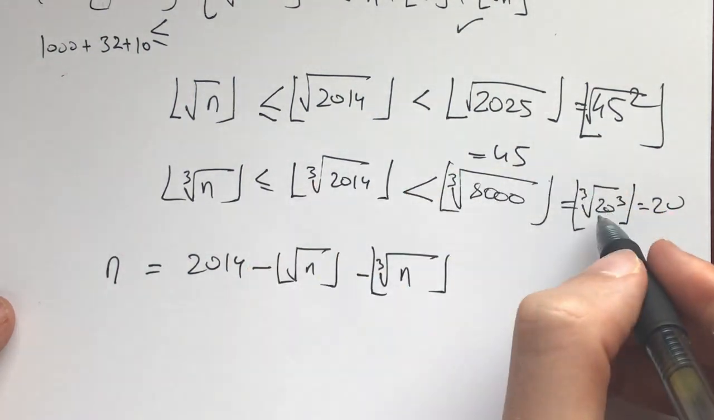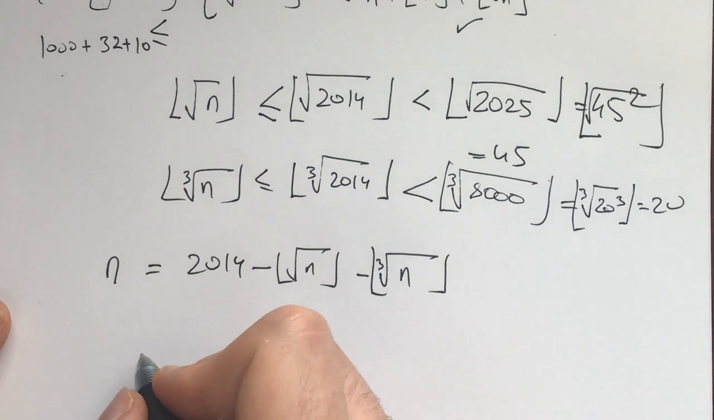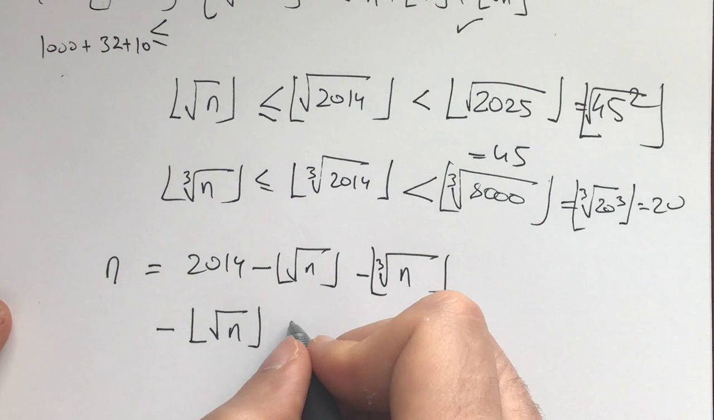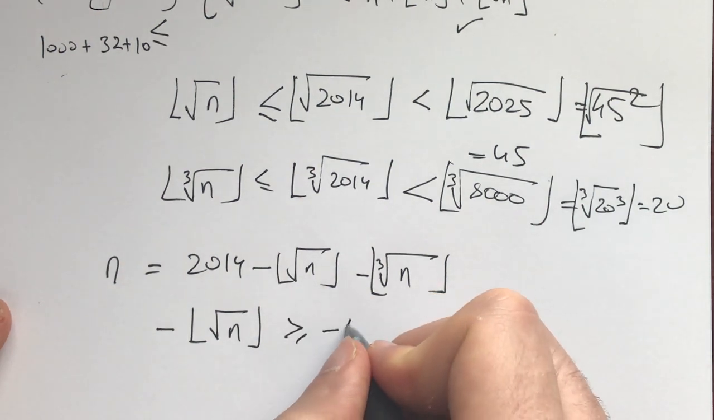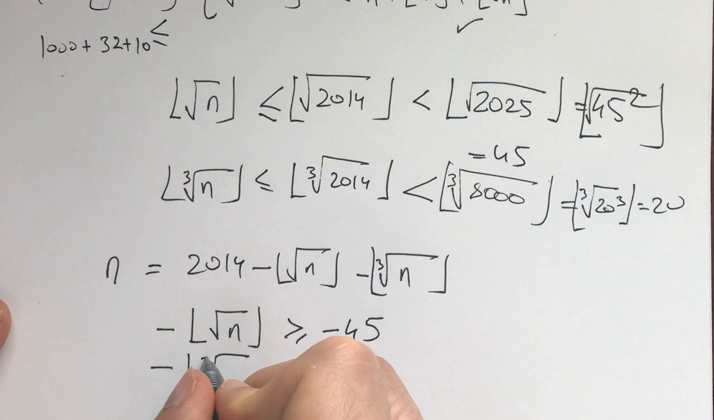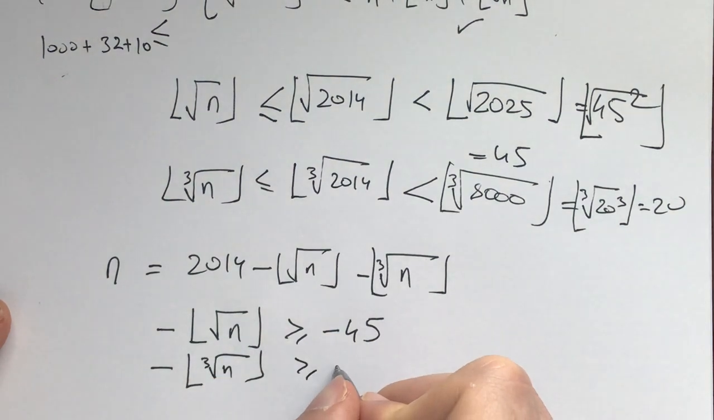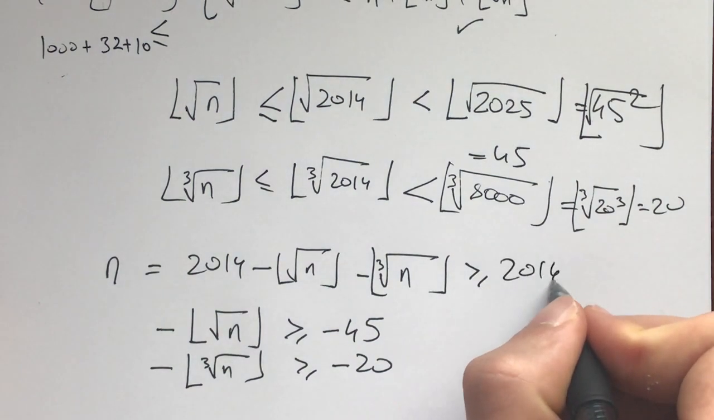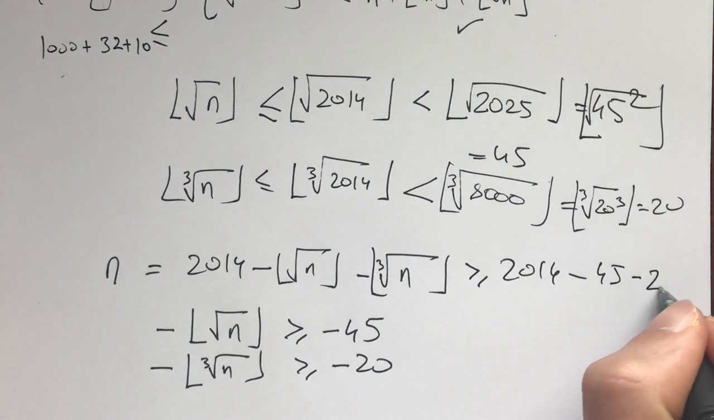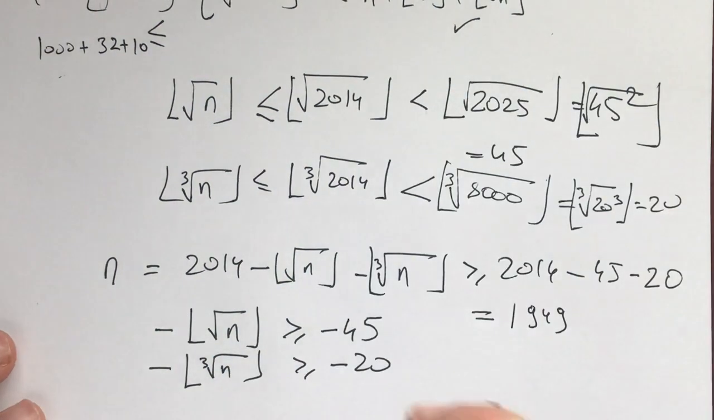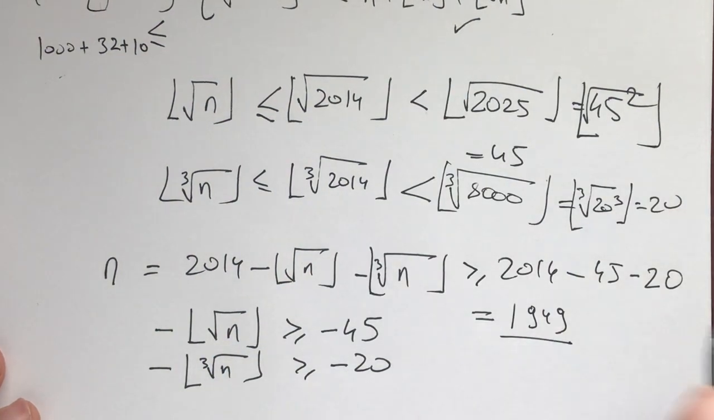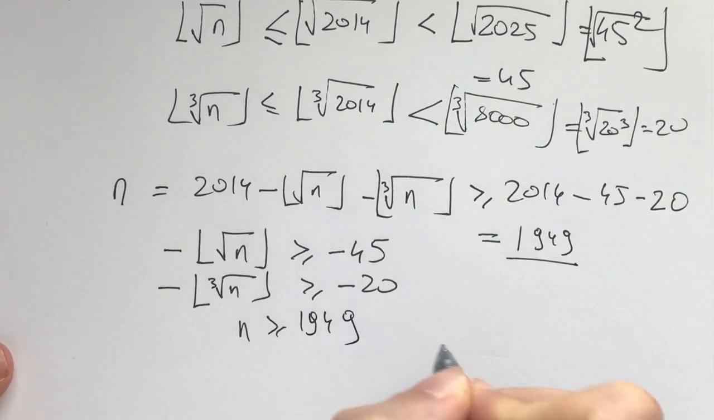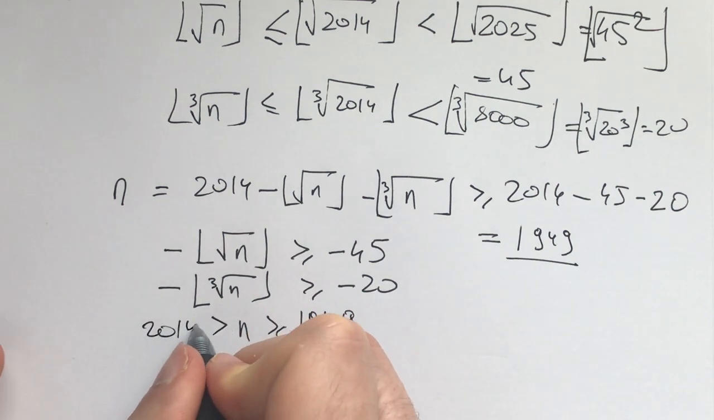is going to be what? Well, when we move these to the other sides, we know that the negative of the floor of the square root of n is going to be greater than or equal to negative 45, and the negative of the cube root of n is going to be greater than or equal to negative 20. So we know n is greater than or equal to 2014 minus 45 minus 20, and this equals 1,949. So now we know something about n. We know n is greater than or equal to this, and it's less than 2014.